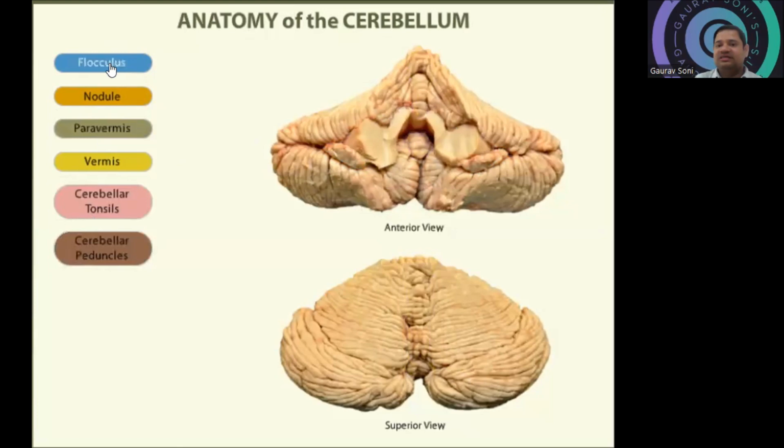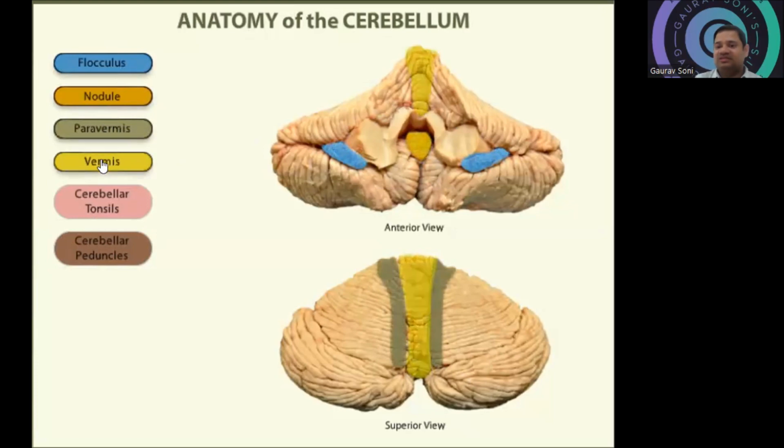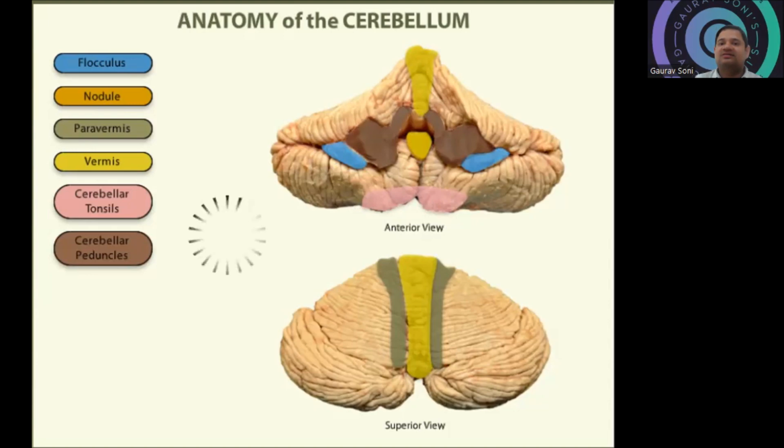So first you can see the flocculus, nodule, paravermis, vermis, cerebellar tonsils, and cerebellar peduncles. Some of the parts, like the vermis and paravermis, are more properly visible from the superior side, and most of the others are visible from the anterior side.